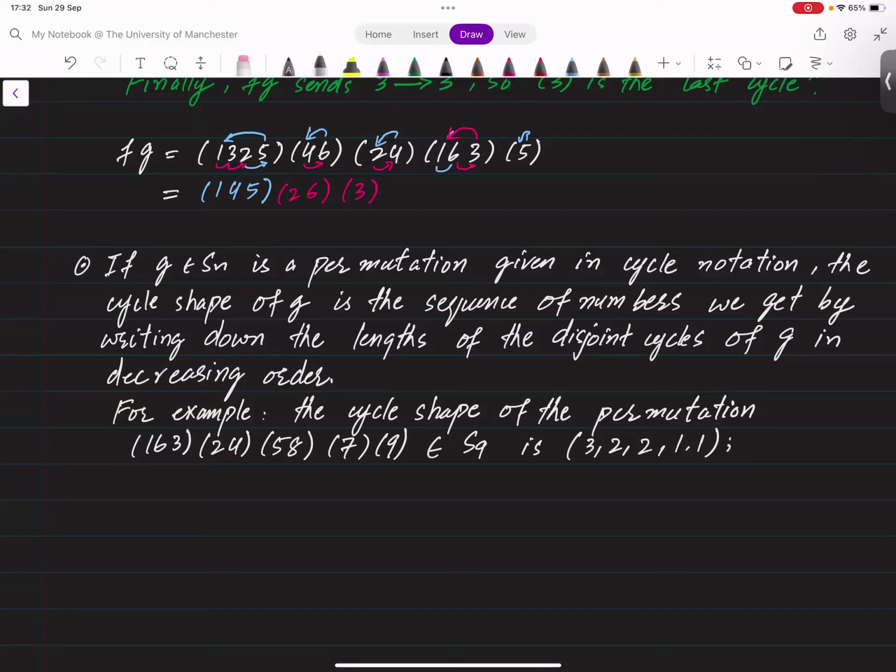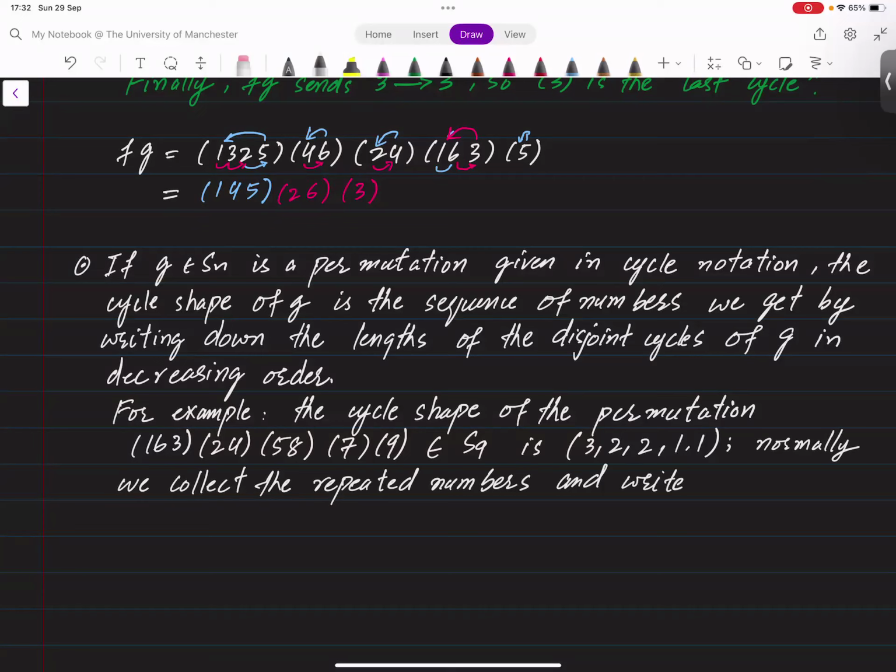Normally we collect the repeated numbers and write this more concisely as 3 2 squared 1 squared.